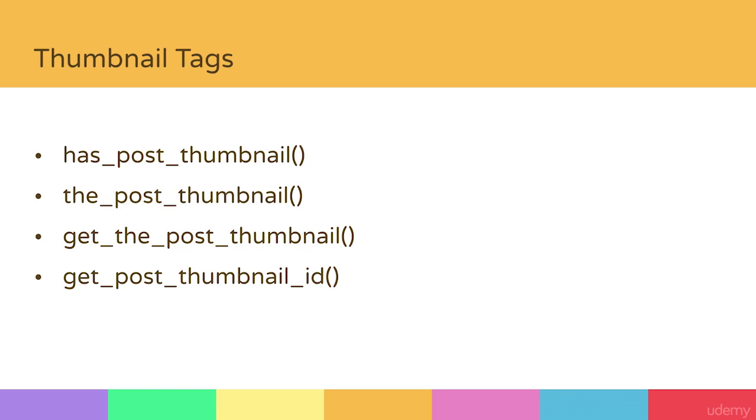And finally, we have get_post_thumbnail_id, which could be helpful. Sometimes you want to save that thumbnail ID and then do other queries with it, or just pass it into another query to get more information about that image itself that you might not be getting with the post thumbnail. So let's take a look at a few of these in action.